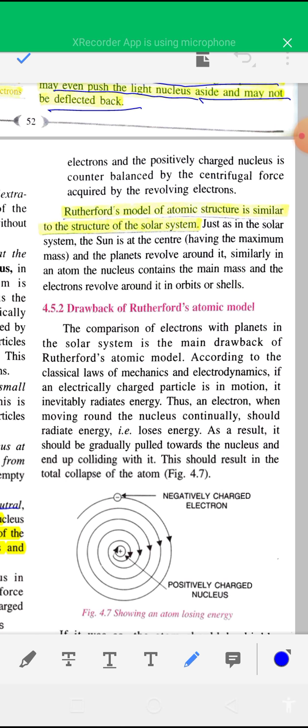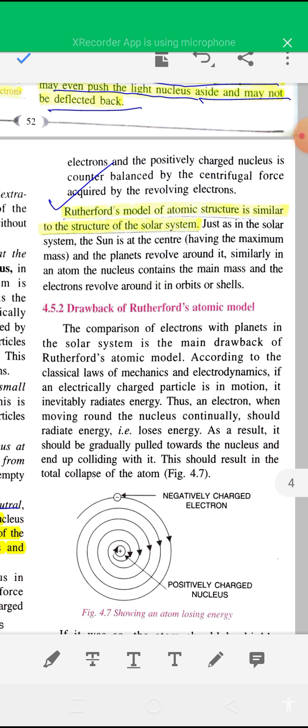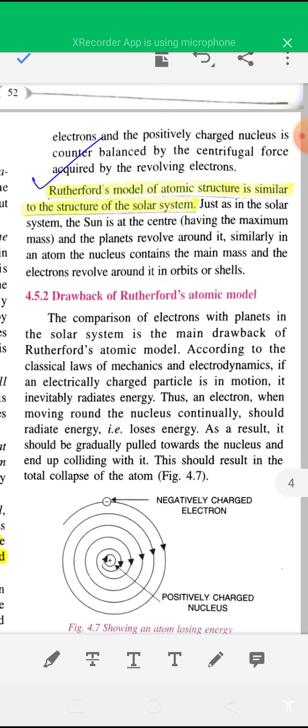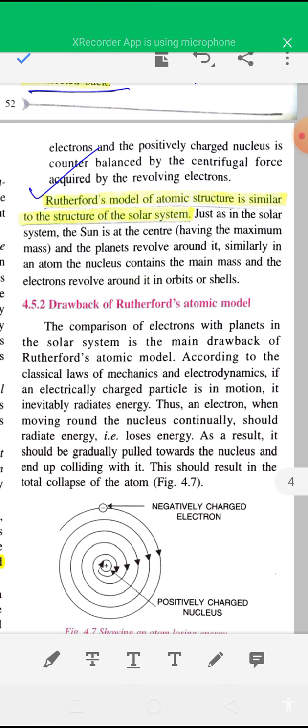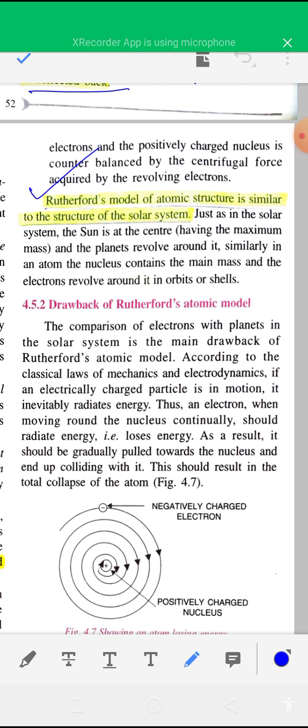The Rutherford atomic model is similar to the structure of the solar system, in which the sun is present at the center of the solar system and different planets revolve around the sun. Similarly in an atom, the nucleus contains the main mass and the electrons revolve around the nucleus in orbits or shells.